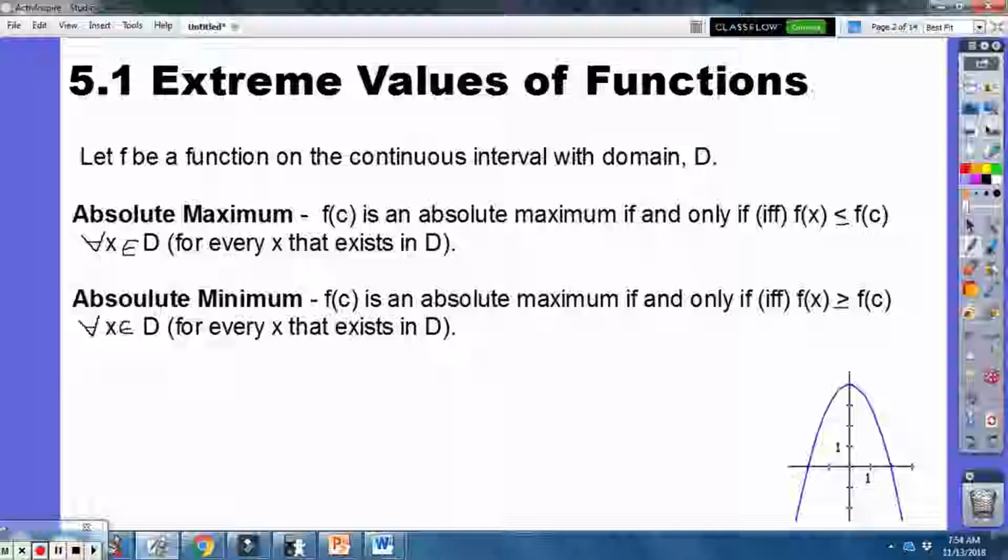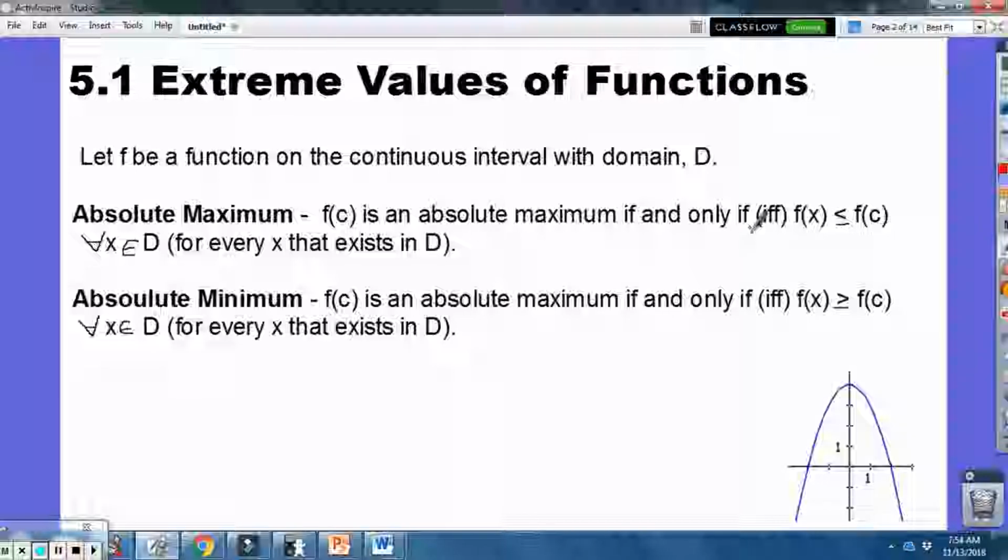We're going to define them in such a way that it says, let f be a continuous function on the interval with domain D. The absolute maximum says f of c is an absolute maximum if and only if, and sometimes in your notes we just write IFF as a little shorthand. It means if and only if, f of x is less than or equal to f of c for every x that exists in the domain D.